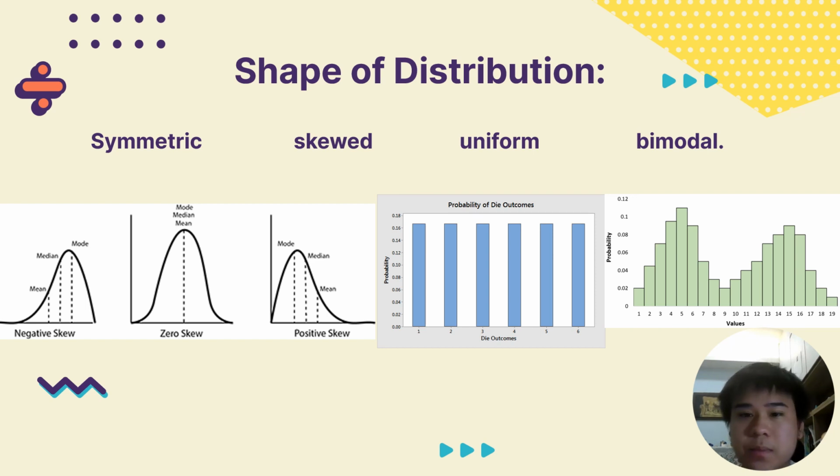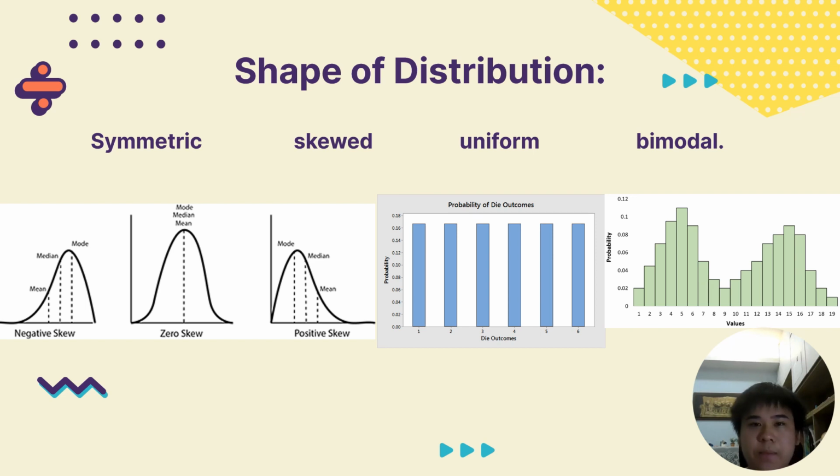Now, moving on, uniform. Uniform distribution is when all the data have similar frequency. You can see there's no skewness. All frequencies lie about the same. That's called uniform.